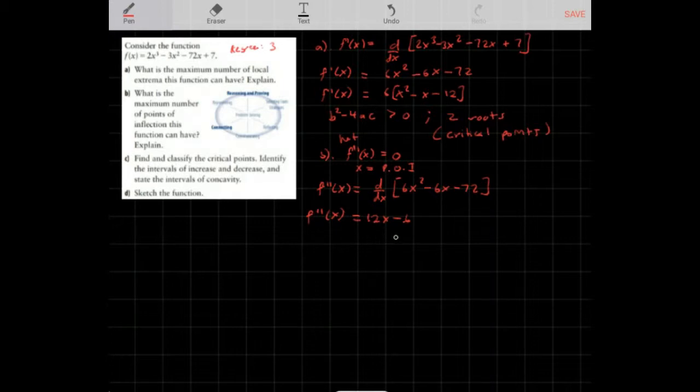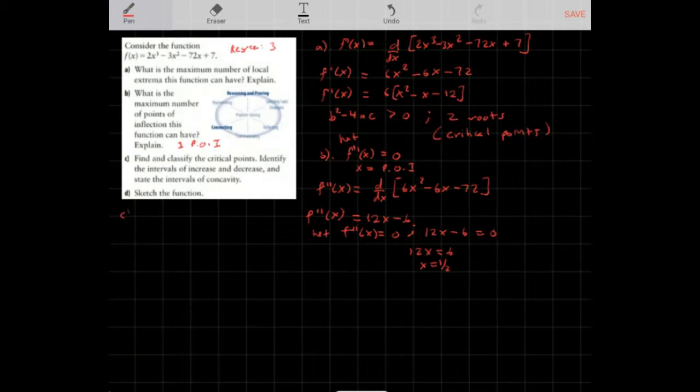And if you equate this to 0, you only see one solution, right? So if I let the second derivative function equal 0, you get 12x minus 6 is equal to 0, 12x is equal to 6, x is equal to a half. Okay, so you should have a point of inflection when x is equal to a half. So there should only be one point of inflection, and a point of inflection is when you have a change in concavity.